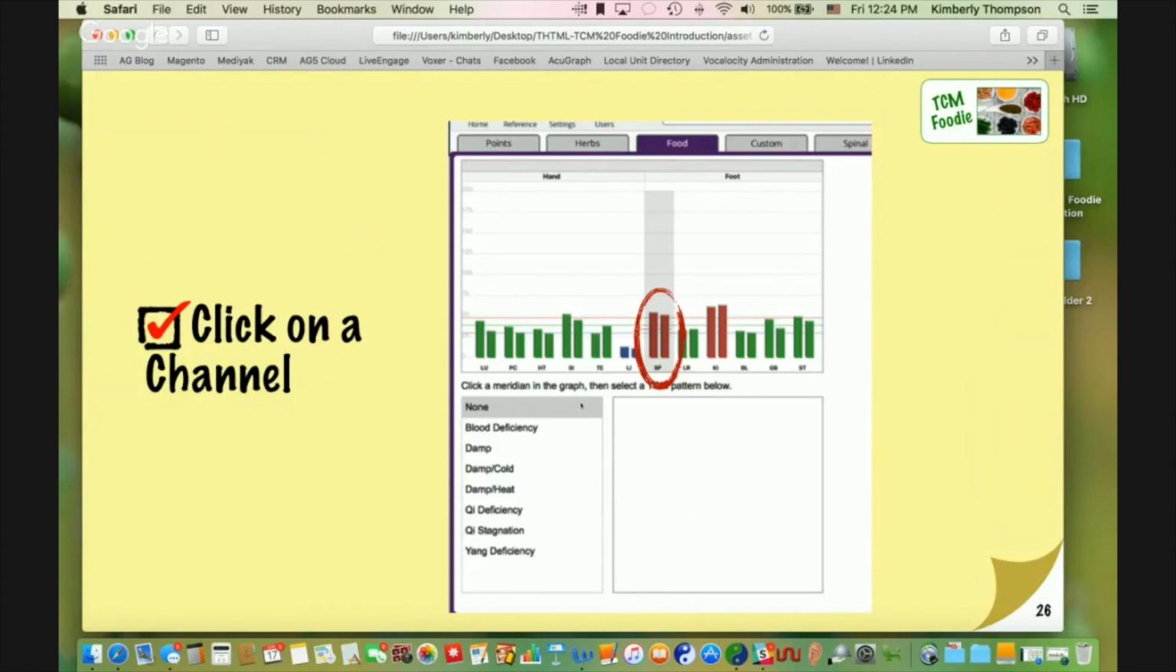And notice when you click on the spleen, it shows you all of the different conditions that could be related to the spleen. You've got spleen damp, you've got spleen yang deficiency, qi deficiency, and this was all based on the information that we pulled from all of the different foods and the channels and the patterns related to it.